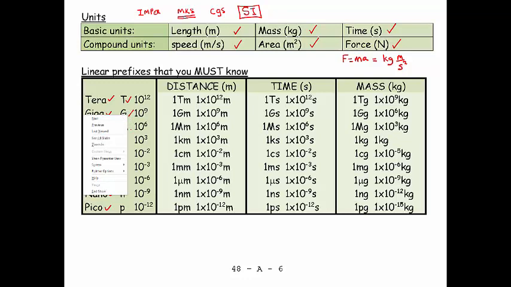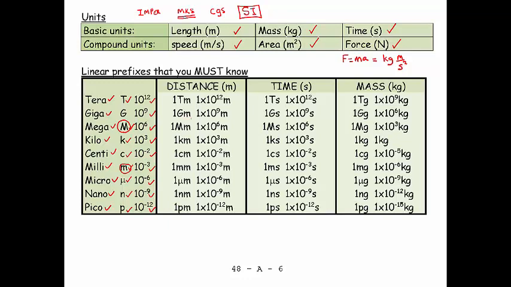And I need you to know the symbols, so uppercase T, uppercase G, uppercase M, lowercase k, lowercase c, lowercase m, a Greek symbol mu, lowercase n, lowercase p. Notice, uppercase M, lowercase m. You need to make sure your writing is not confusing. And then what do they stand for? 10 to the 12, 10 to the 9, 10 to the 6, 10 to the 3, 10 to the minus 2, 10 to the minus 3, 10 to the minus 6, 10 to the minus 9, 10 to the minus 12.